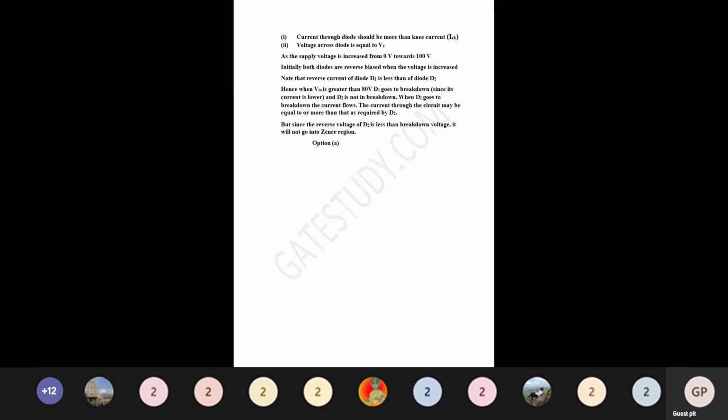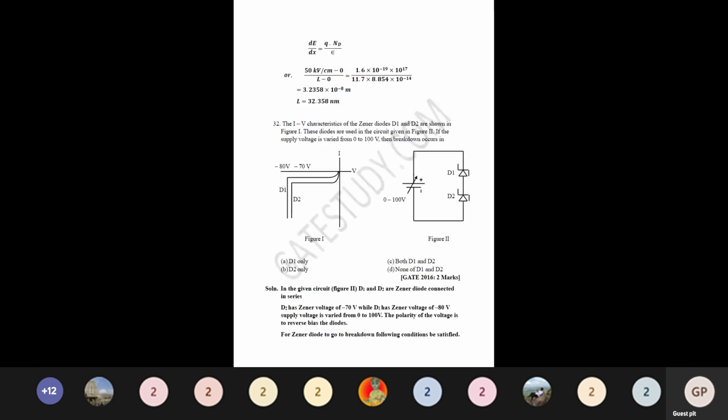Next question: the IV characteristics of the Zener diodes D1 and D2 are given. These diodes are used in the circuit. If the supply voltage is varied from 0 to 100 volt, the breakdown occurs due to: the options are D1 only, D2 only, both D1 and D2, or none of D1 and D2.